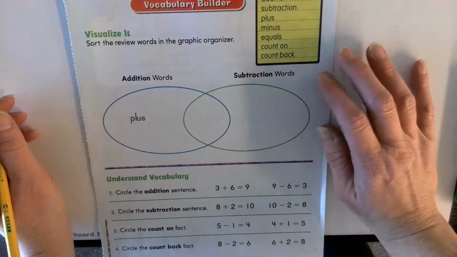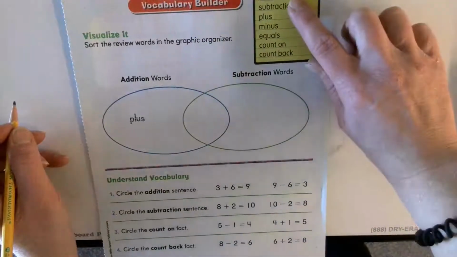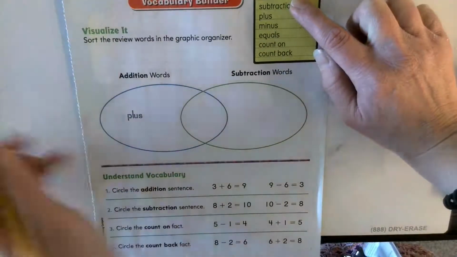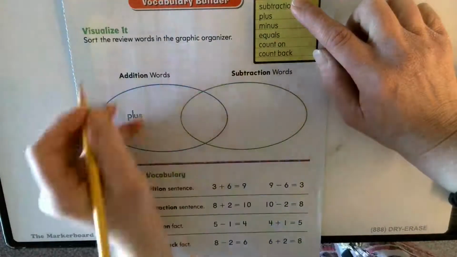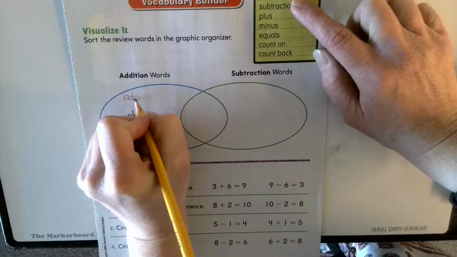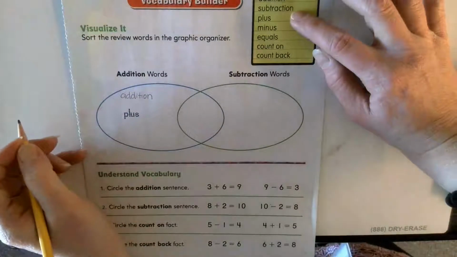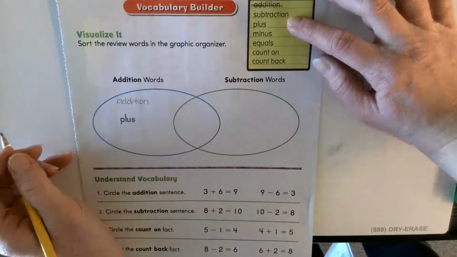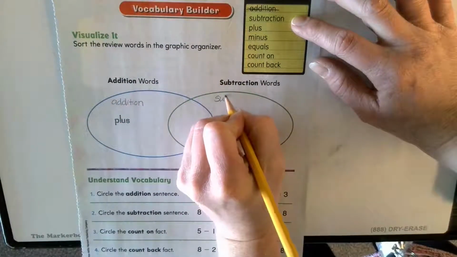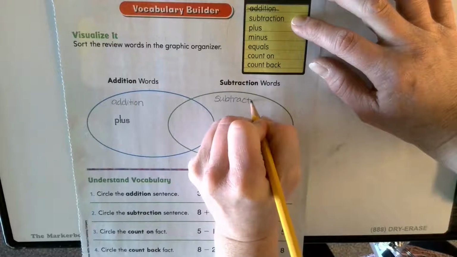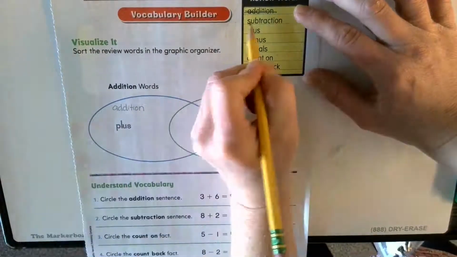We have to decide where these words would go in the graphic organizer. So I have the word addition. Would I put that in this side? No. I'm going to write addition in this side, and then cross it out because I've used it. Please try to spell them correctly. Here I have subtraction. So I'm going to write subtraction in this side and cross it out.